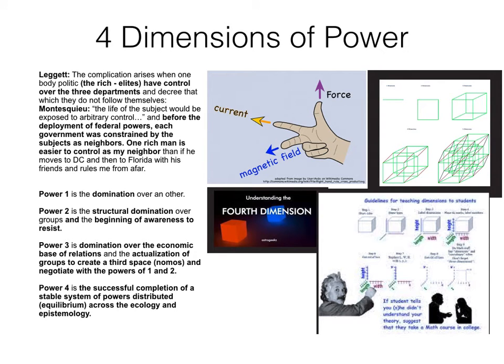So I know we've had a struggle with the 3 dimensions of power, and so I want to put it in a larger perspective and get to the 4th dimension of power. So the complication arises when one group of people, in this case the rich and the elites, have control over the 3 departments, right? So they all go to the same schools, which I think you've seen in the news, the rich people bribing colleges to let their kids in. They all work in the same handful of companies. They own stock in the same stocks. They all kind of go to the same places. It's one group of people that has taken control of all 3 branches or all 3 departments of government. And what's worse is that they don't actually follow the rules themselves, which is just painfully evident over the last 10 years or so. And so this is what Montesquieu was really worried about.